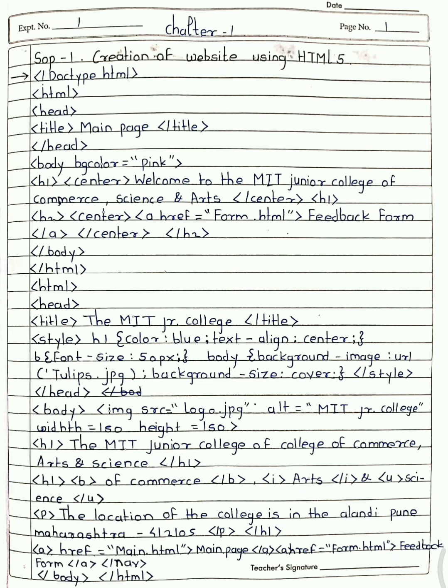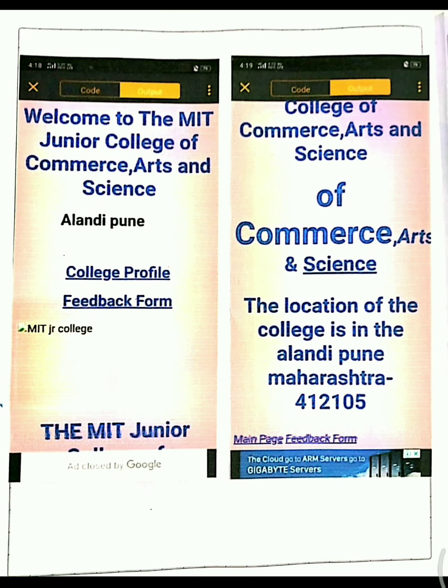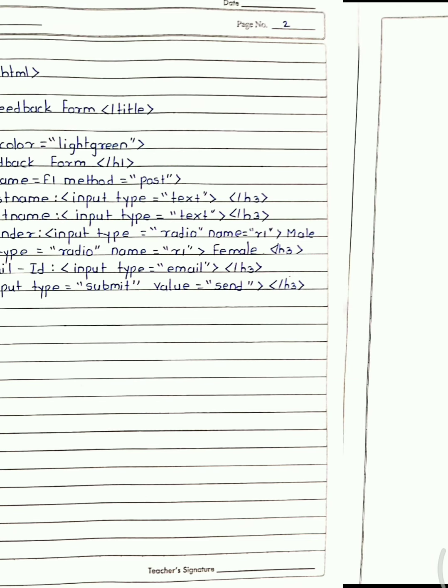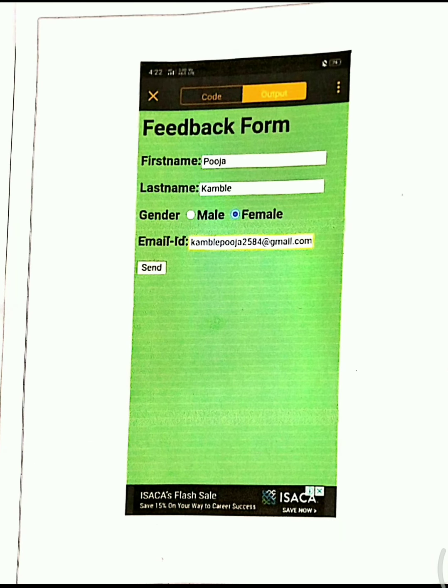In the first SOP, we have to create 2 pages, that is page 1 and page 2. This is the code of one page, and this is how the output looks like. So we have one feedback form, and this is the second page where you have the feedback form along with the submit button. This is how the second page output appears.